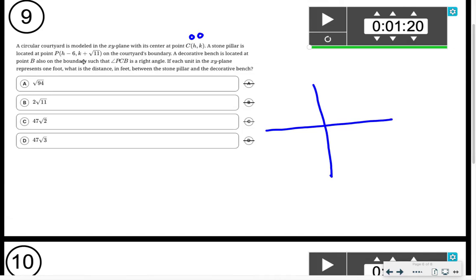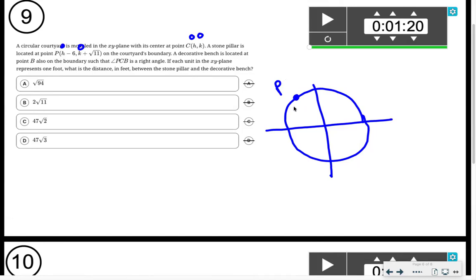All right, a stone pillar is located here. A decorative bench is located at point B. Okay, so let me just kind of set this up. So this tells me that we have a circle where that's the center. So I'm just going to make a circle where the origin is the center. And then point P is at, if these are both 0, then point P is at negative 6, root 11. So that would be left and up. So I'm going to call this point P.